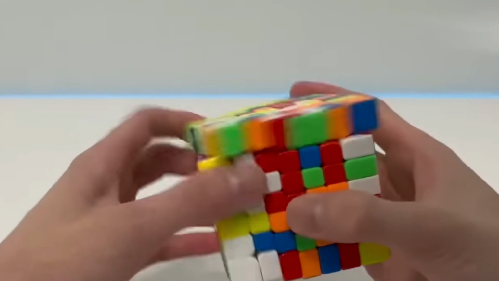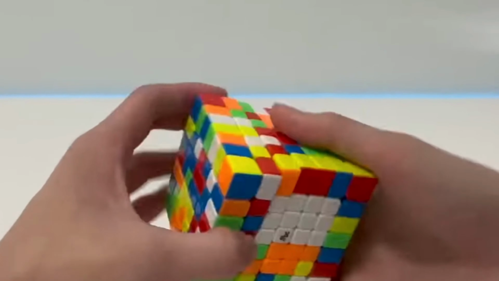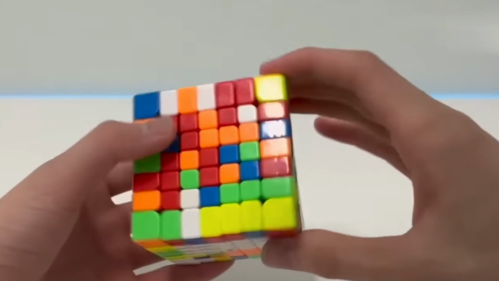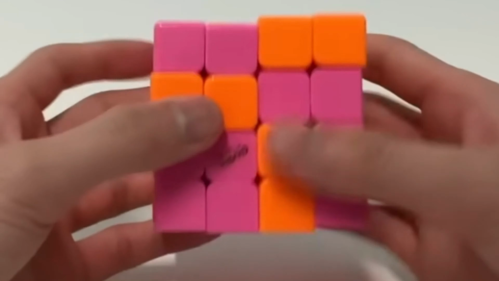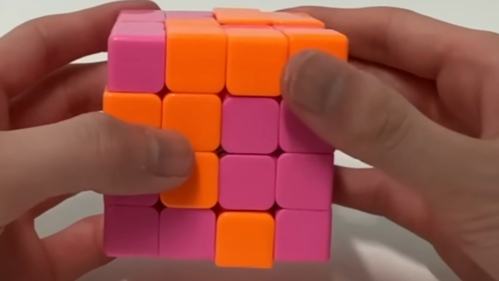Repeat this process for all 4 white corner pieces until they are correctly positioned around the white cross. Step number 4. Solve the second layer. When the first layer is complete, focus on solving the middle layer.